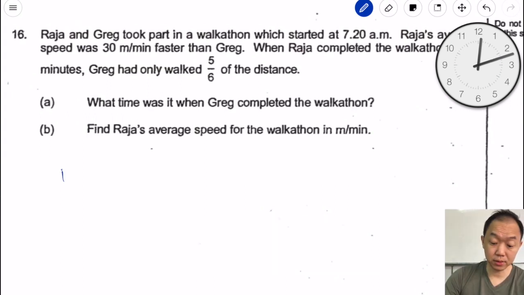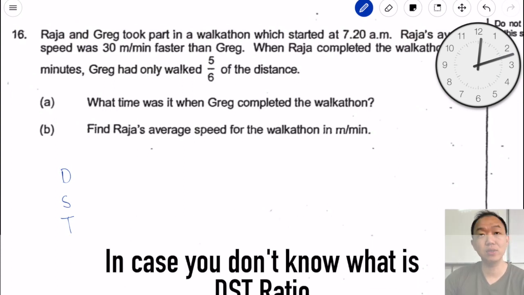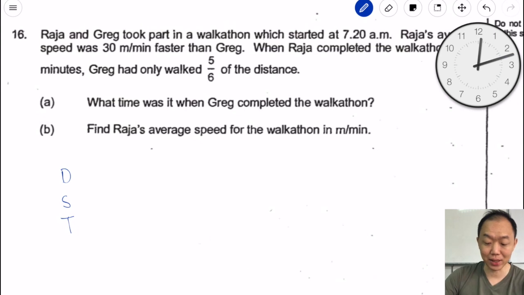Let's try. Okay, so DST ratio. In case you don't know what is DST ratio, you can take a look at our video on heuristics where I explain all the different types of speed related heuristics. So DST ratio is one of them. So we got Raja and Greg. Greg only completed 5 out of 6 of the distance, and Raja already completed 6. So the distance is 6 is to 5. So the speed is also 6 is to 5.